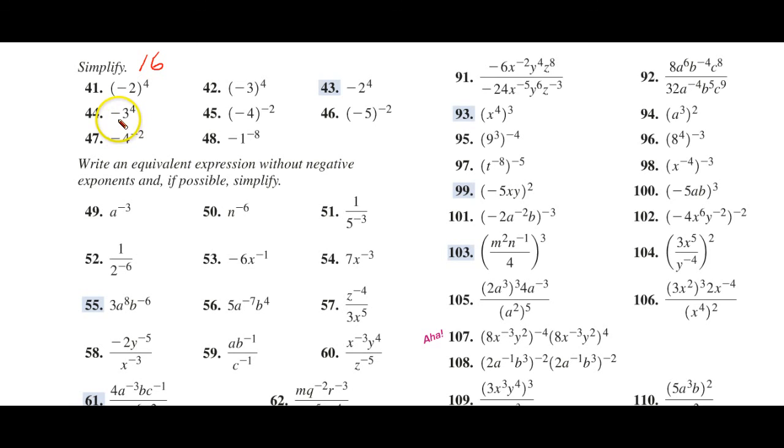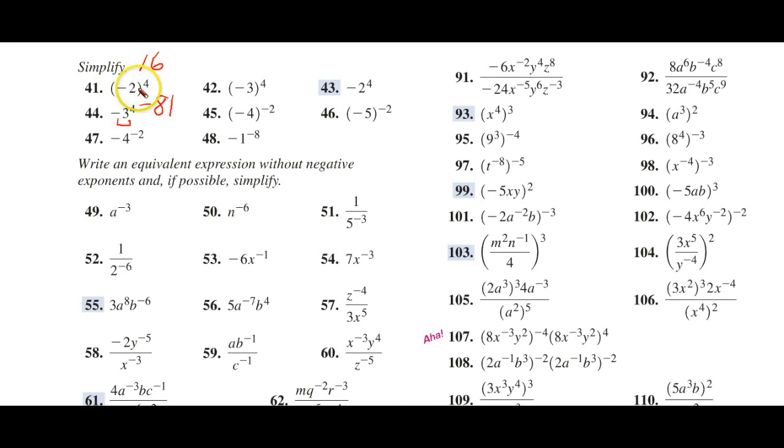Now over here, what is our base? Well, our base is 3. You might say, well, what about the negative? No, the negative is not part of our base. So here, whatever we get when we raise 3 to the 4th power, which is 81, I happen to know that one, we then apply the negative to it.